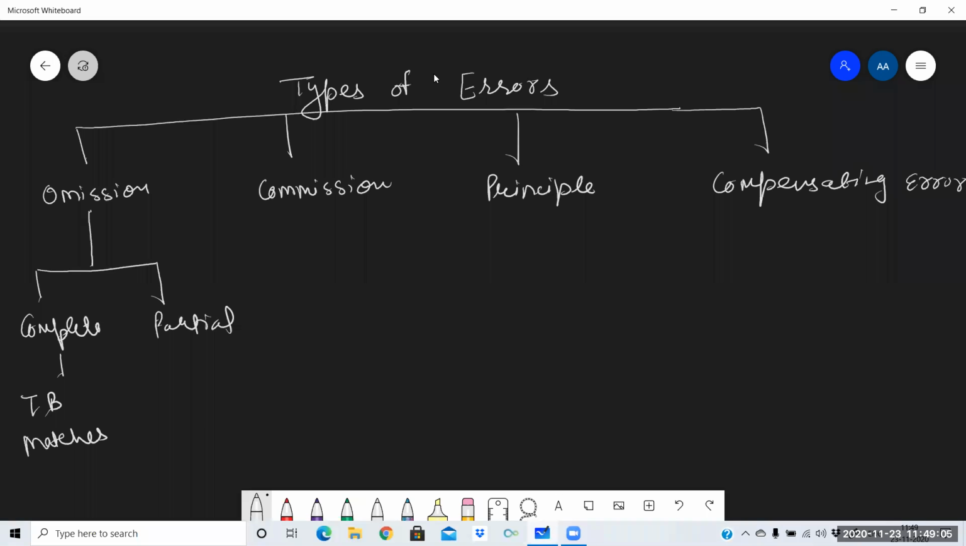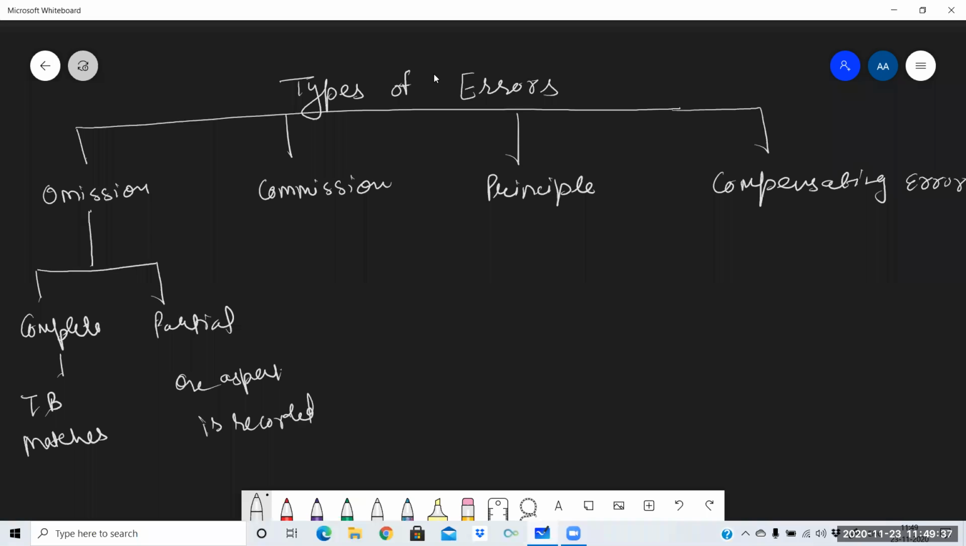Partial omission means we have not recorded only one part. One part is recorded and the other part is not recorded. Like the debit aspect is recorded and the credit aspect is not recorded. So only one aspect is recorded, then it is known as partial omission. Like credit sale of goods to Ram recorded in sales book but not posted to Ram's account.